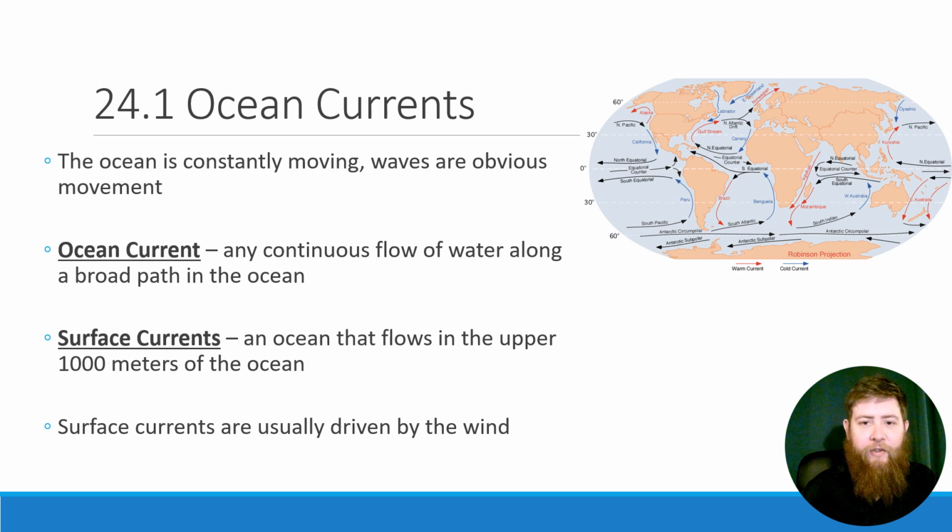We have surface currents and then we have deeper currents, but surface currents are anything that's flowing in the upper 1,000 meters of the ocean. And these are usually driven by wind. So this picture here shows all of these really big surface currents. You can see that they're moving in these circular patterns in these seas here. We'll talk about why that is. But remember that just like with air currents, these currents are going to be hot and cold, and that hot and cold difference is what's going to drive them to move in certain ways.